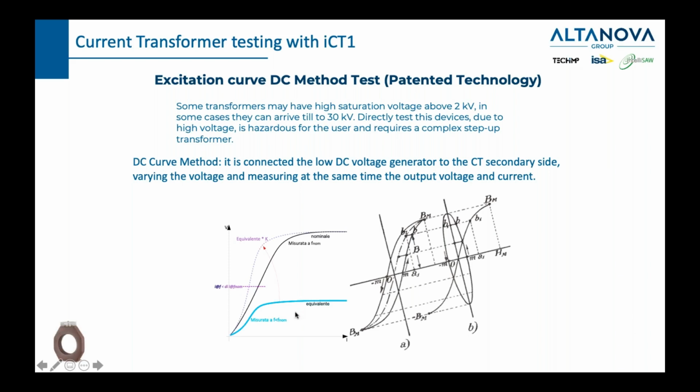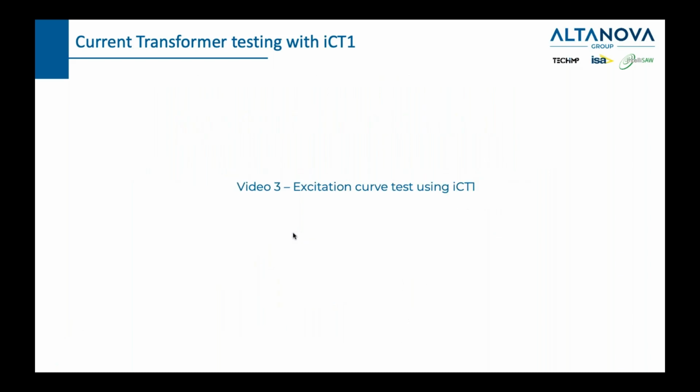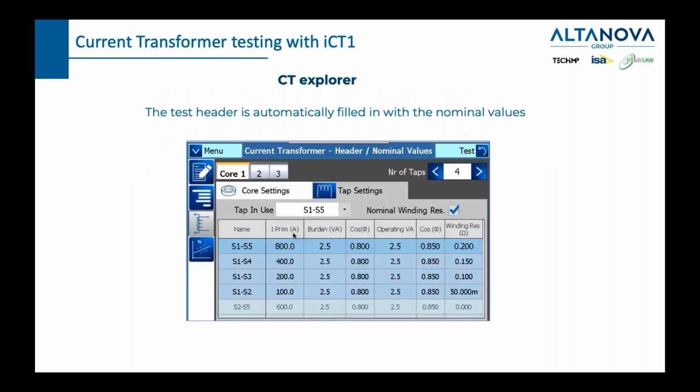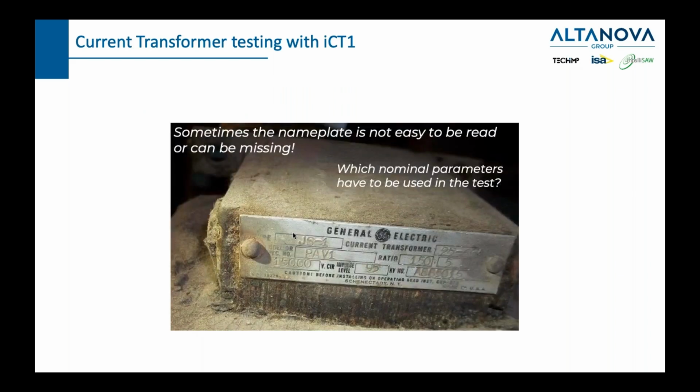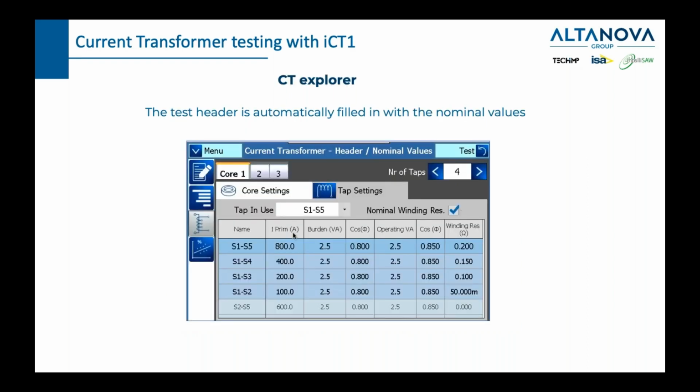And yes, so this is basically the function which we measure, and then how we extrapolate that to the function in the VI plane. This is for the CT Explorer. Now, the CT Explorer is a function which, as we said, if we don't have the nameplate, or if the nameplate is damaged, or we want to test the whole nameplate, we can always connect the ICT1 to our current transformer and start this test in order to get all the parameters of the CT.